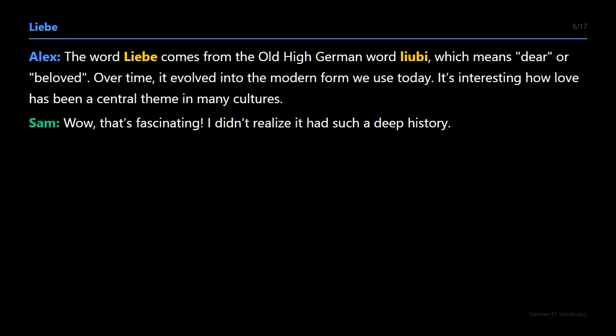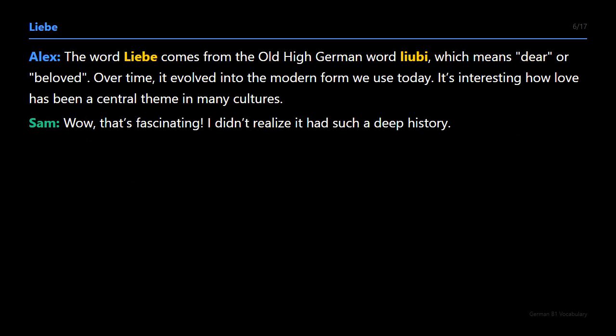The word Liebe comes from the Old High German word Liebe, which means dear or beloved. Over time, it evolved into the modern form we use today. It's interesting how love has been a central theme in many cultures. Wow, that's fascinating. I didn't realize it had such a deep history.